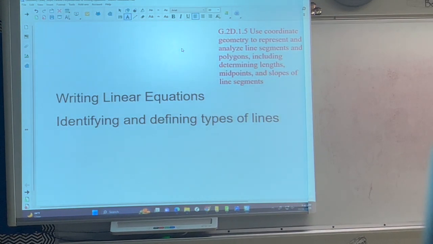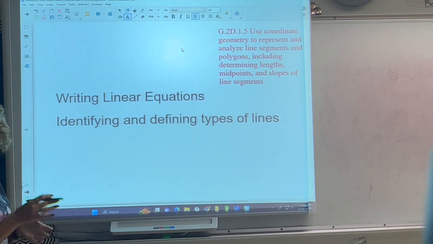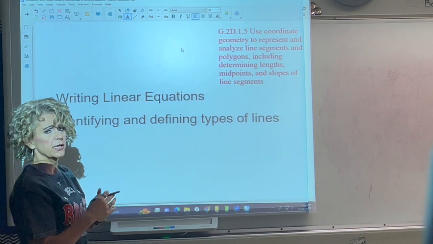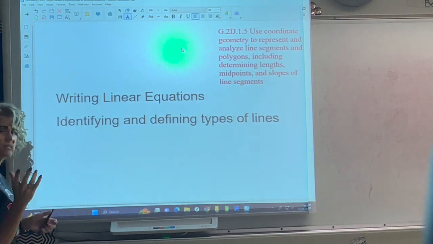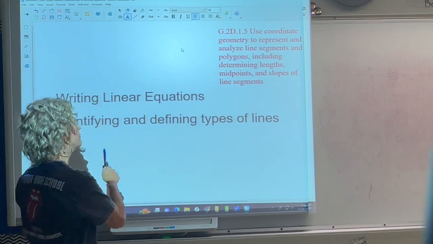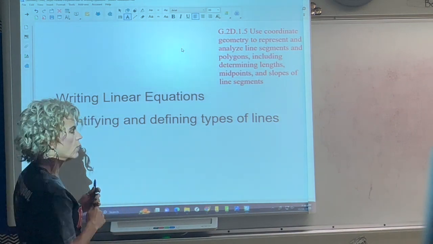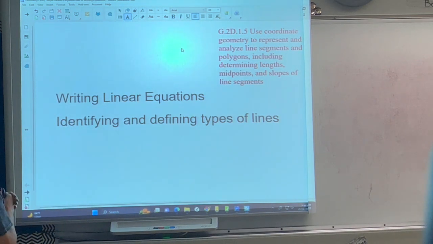All right, today we are going to utilize coordinate geometry. You've found slopes and lines before, but we're going to continue to do that. We're going to expand with the slope by identifying different types of lines. After we identify the lines, we can write equations. So this is what we're going to be doing today.